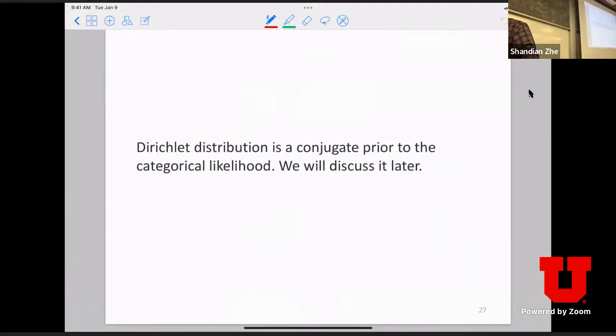Okay, similarly to the case of the beta distribution, the Dirichlet distribution is a conjugate prior to the categorical likelihood. That means if your model assigns a Dirichlet distribution over your probability vector, and with this probability vector you sample the categorical variables, once you get the data, if you want to compute the posterior distribution of your probability vector, it has closed form. That's the benefit of using a conjugate prior. But we're going to give the definition of conjugate prior later. So any question so far?